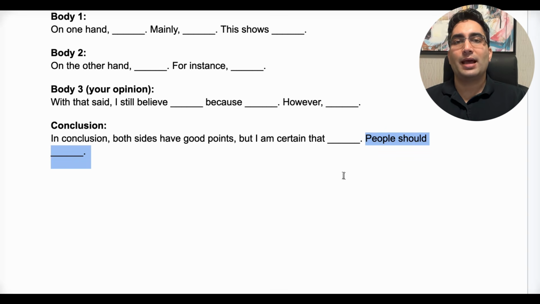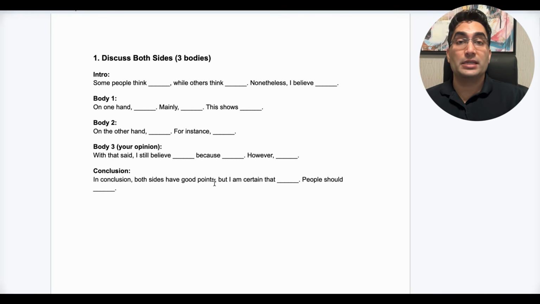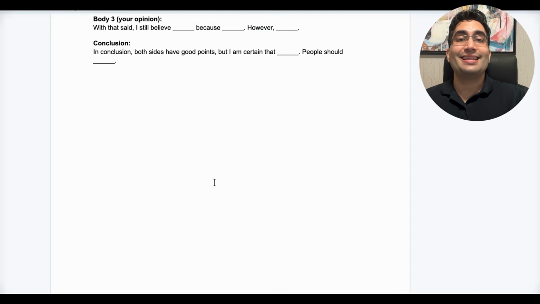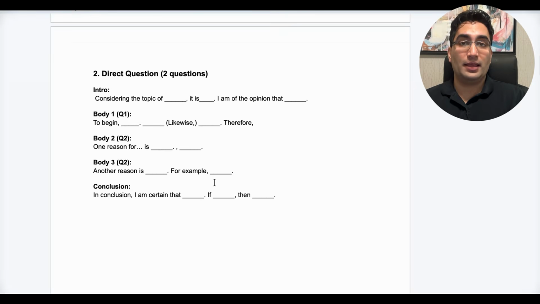If you have more time or words, you give a suggestion at the end related to the topic, like the government should do this, people should do this, whatever relates to the topic. That wraps up your discuss both sides. Simple and easy to use and highly effective.